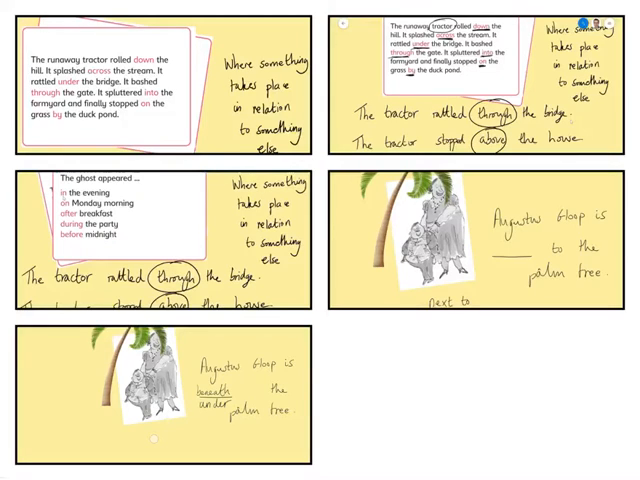Okay, Augustus Gloop is above the palm tree. Or you might have said on top of the palm tree. All of those would be correct prepositions to use. Okay? Now, I think you're pretty good at that.